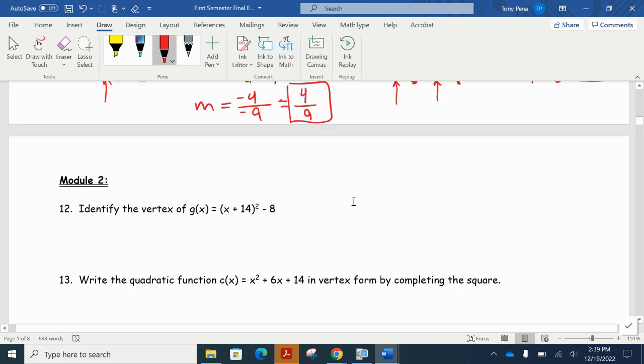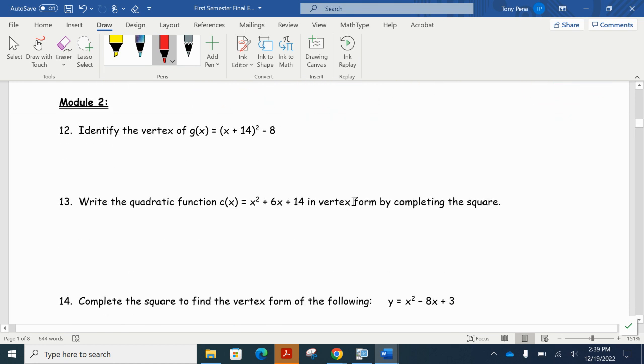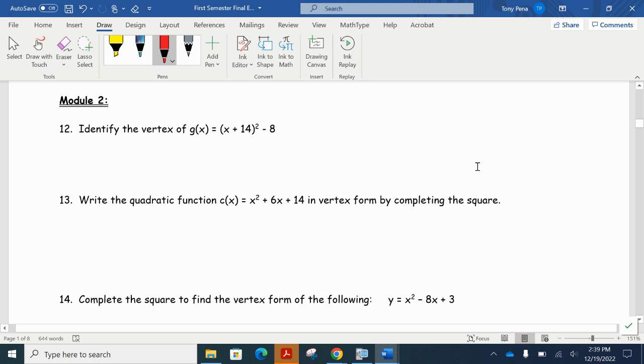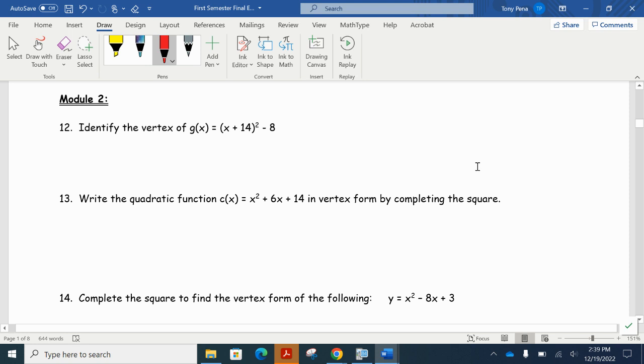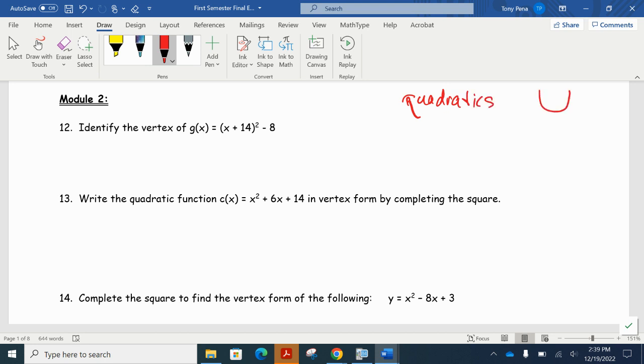That's Module 1. That was just a review largely of everything you had done in Math 1, probably even dating back a little bit to 8th grade. We then went into Module 2. This is when we started getting into what we called quadratics. Quadratics are our parabolas, and in many ways, we dealt with those all semester.